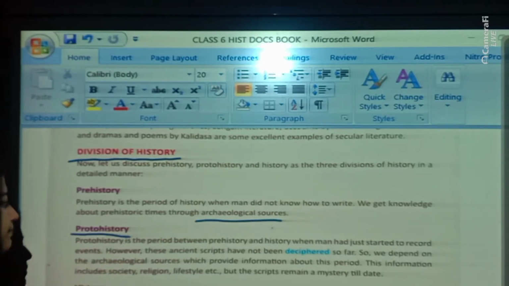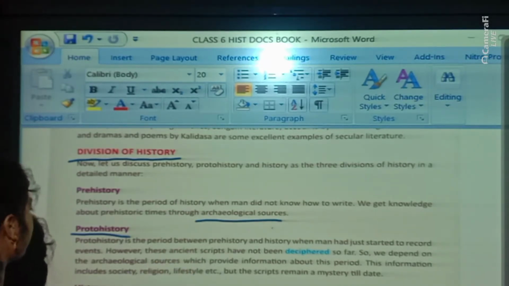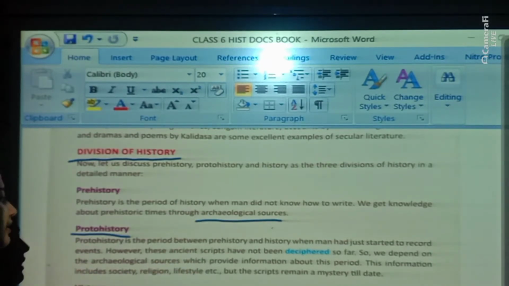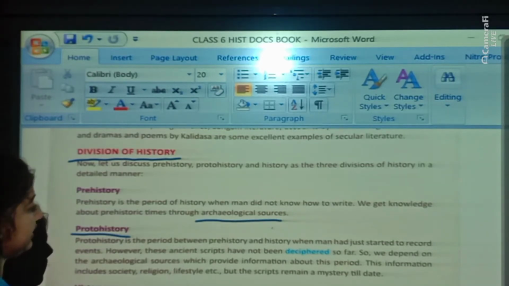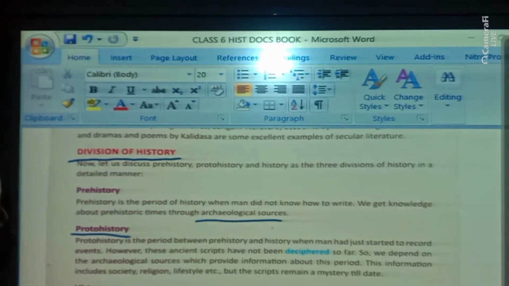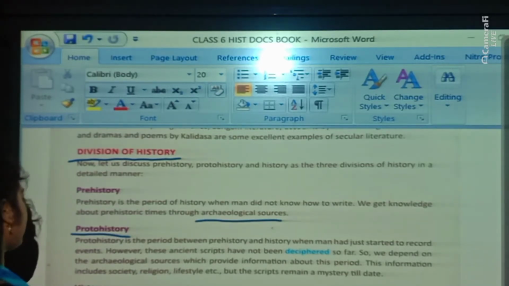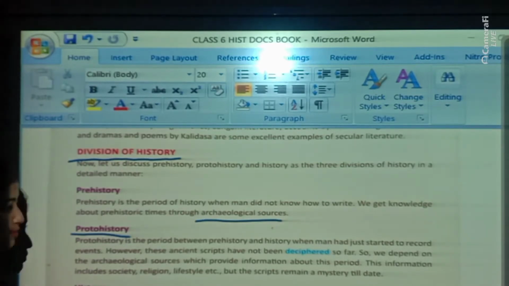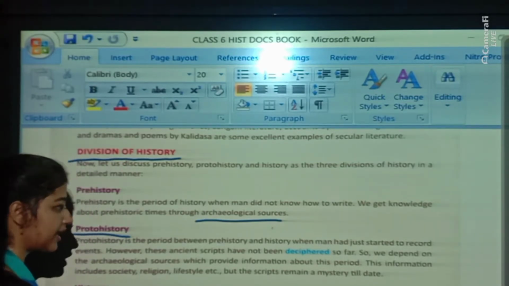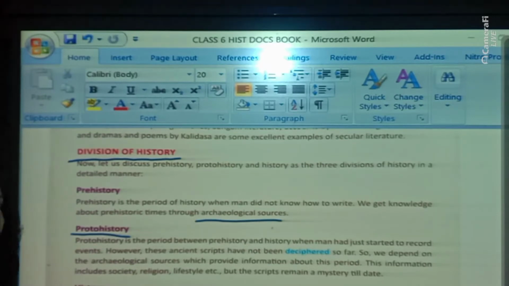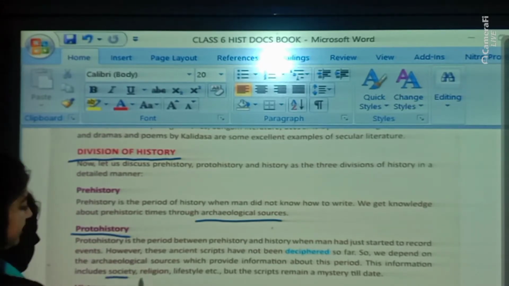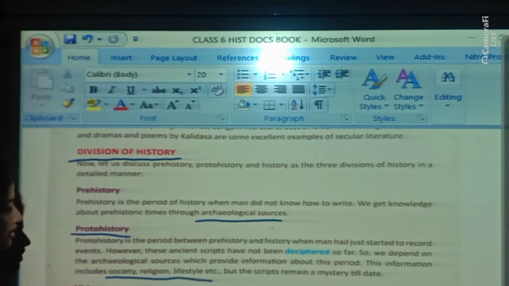Protohistory is a period between prehistory and history when man had just started to record events. However, these ancient scripts have not been deciphered so far. So we depend on the archaeological sources which provide information about this period. This information includes society, religion, lifestyle, etc. But the scripts remain a mystery till date.